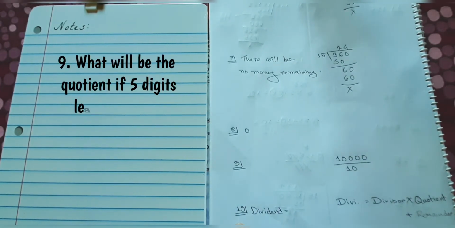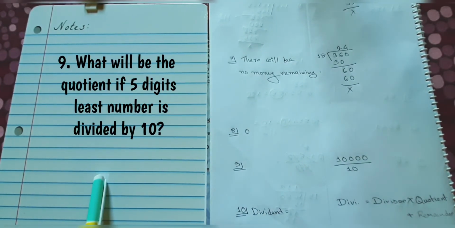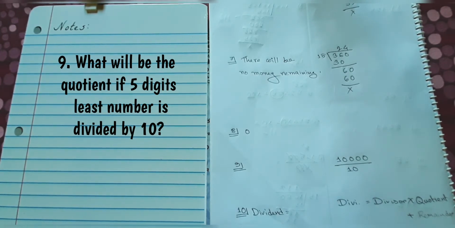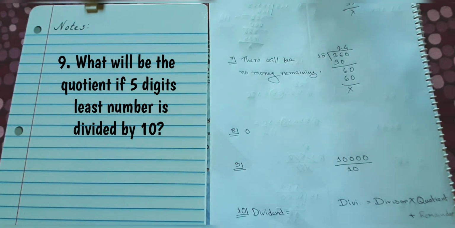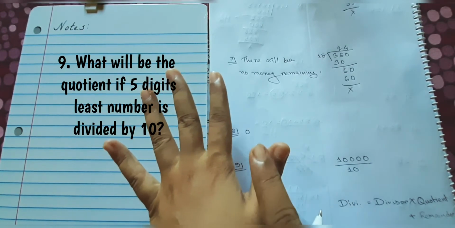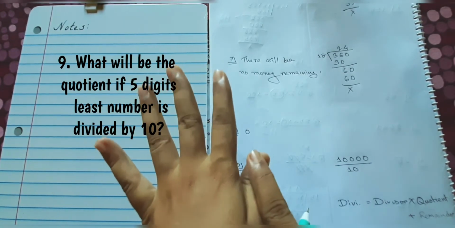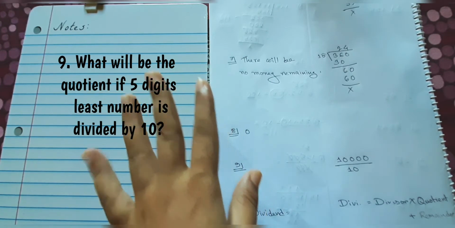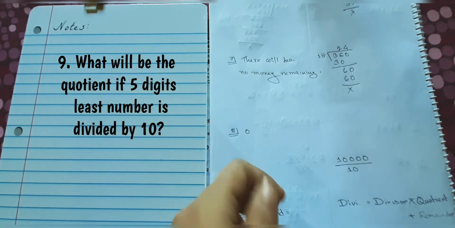And the 9 number question, it's popping up on your screen right now, is: what would be the answer if the 5-digit least number is divided by 10? The 5-digit least number or smallest number, or something like this. At that time we are actually talking about the 5-digit number which is the smallest number. They basically call it the least number.